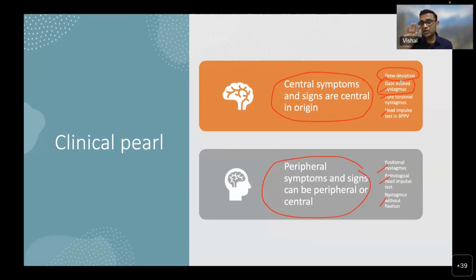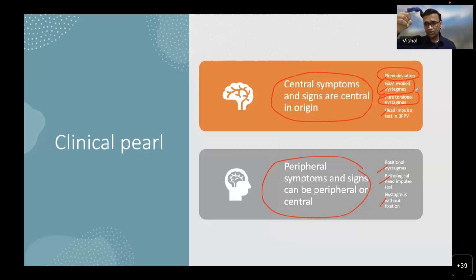But this happens without fixation. Again, if we remember these things, then there will not be any confusion. For example, pure torsional nystagmus. Now, as I told, pure torsional nystagmus can sometimes be seen in the peripheral variety. For example, a patient has common crus.